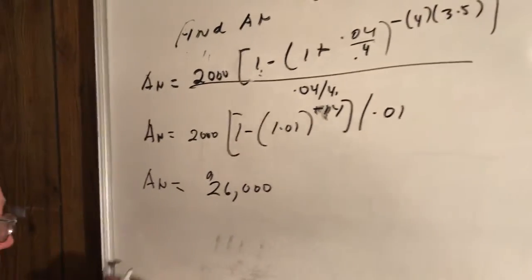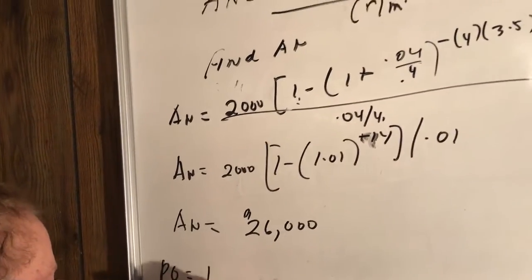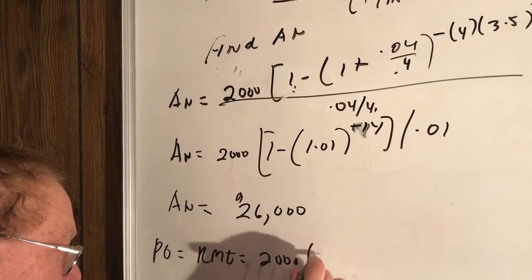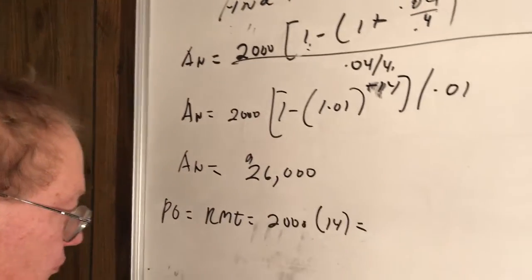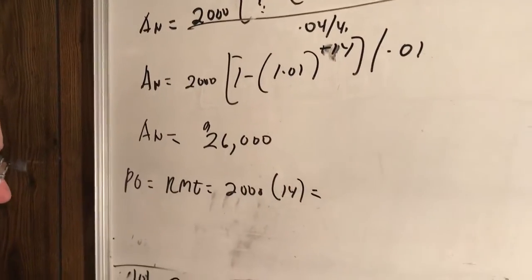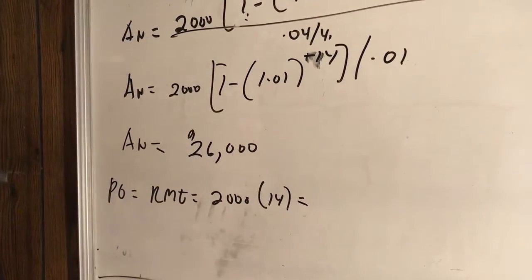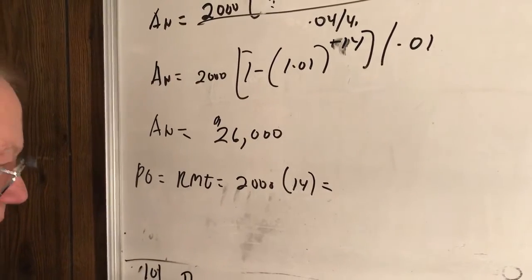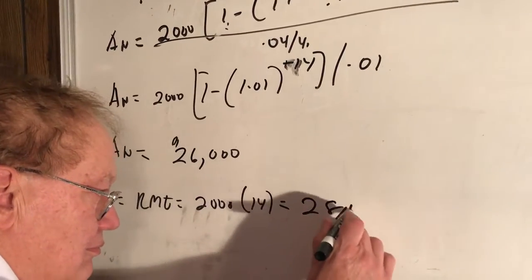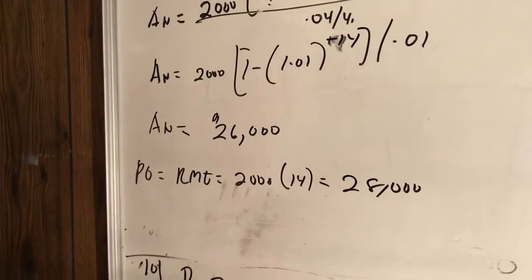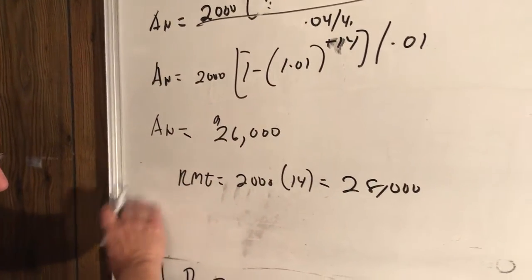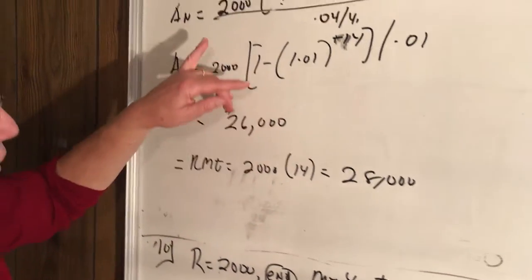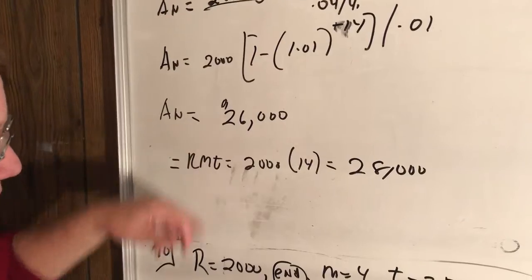Let's check that by looking at your payout. That was 2,000 times 14, 28. So 26 in, 28 out. That's what you got back, actually. This comes back to you, right? Yeah. So, because you get paid $2,000 per month.